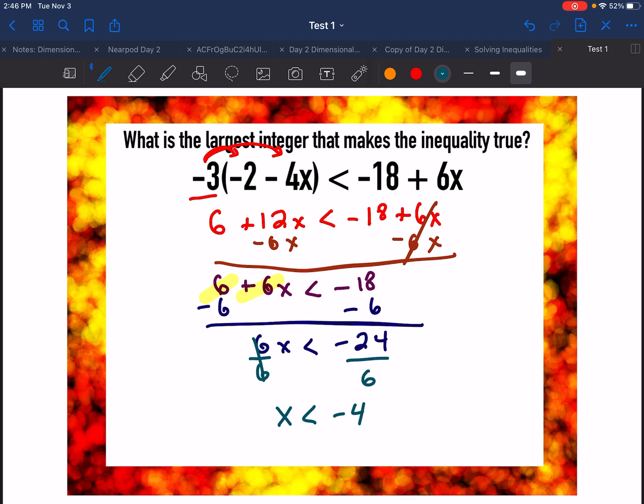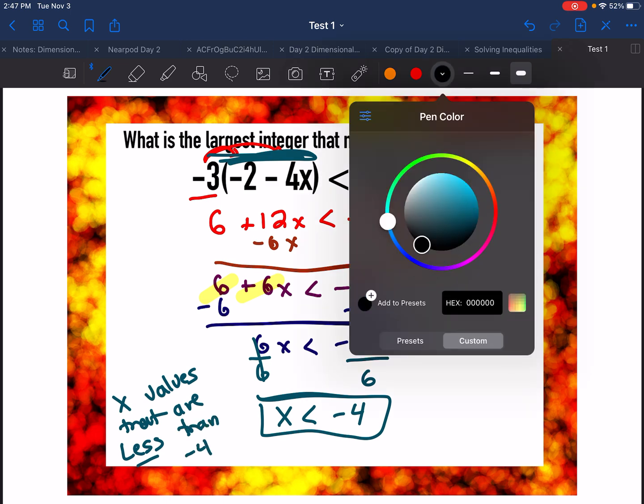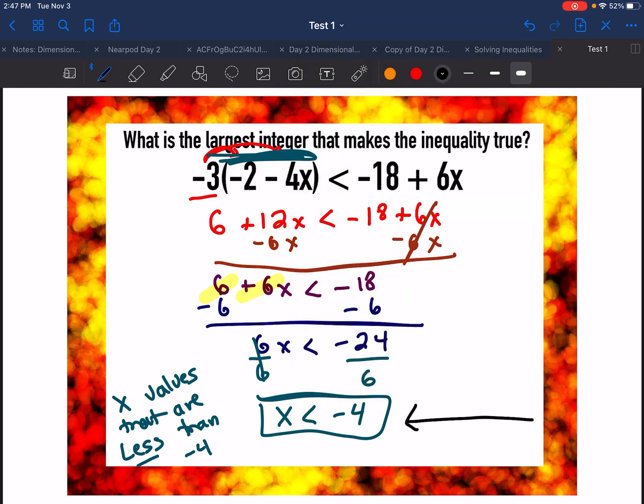Okay, now this is not the final answer here. It is correct, but now they want the largest integer that makes this true. So this says basically x values that are less than negative 4. I can use a little number line to help myself out here. I'm going to set one up. There's only 3 numbers I kind of care about. I care about negative 4, which is right in the middle, and then the number before and after.